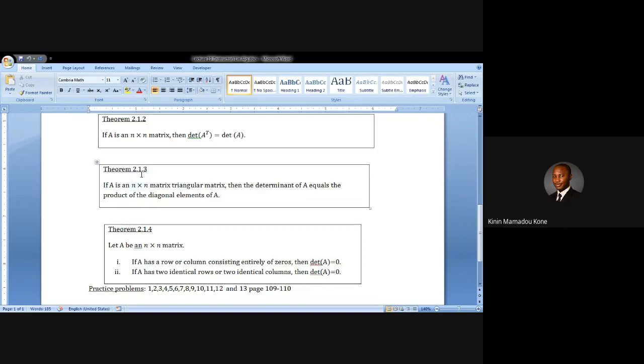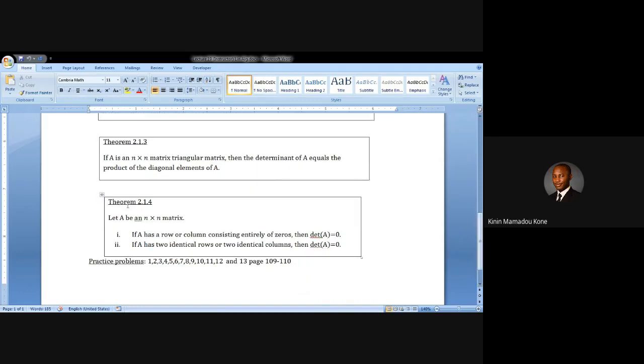Theorem 2.13. If A is an n by n triangular matrix, then the determinant of A equals the product of its diagonal elements. So if I have a triangular matrix, it can be upper triangular or lower triangular, the way to find the determinant is just to take the product of the diagonal, and that's it. I think we'll see an example of that.